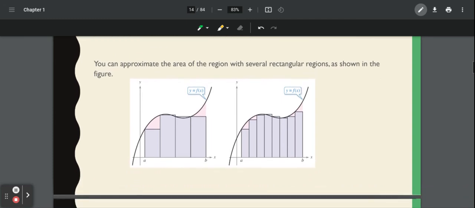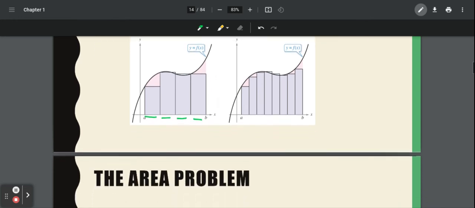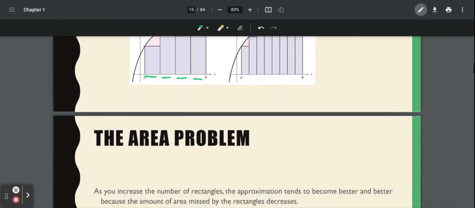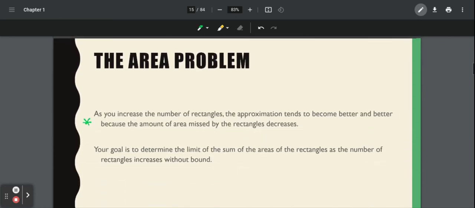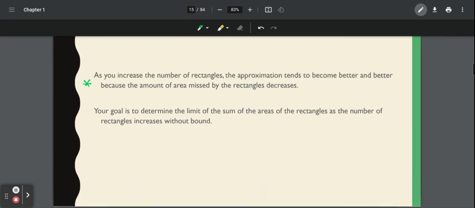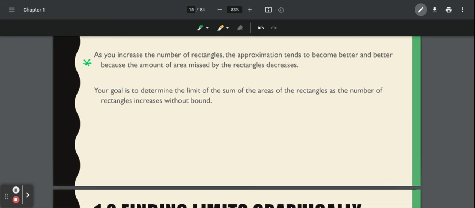So what you would probably do is split into a certain number of rectangles that have an equal base. And the more rectangles that you have underneath your curve, the more accurate the area under the curve is going to be. So that's what this says right here. As you increase the number of rectangles, the approximation tends to be better and better because the amount of area missed by the rectangles decreases. And so your goal would be to determine the sum of all the areas. So you would actually go through and calculate the area of all the rectangles and add those together.